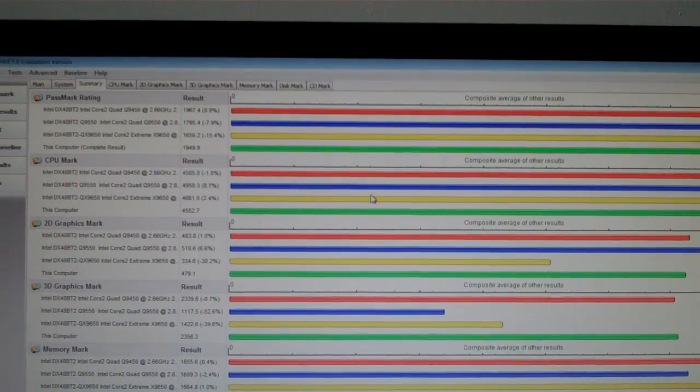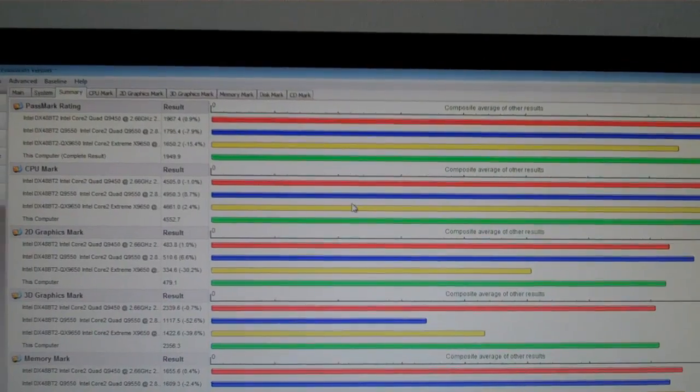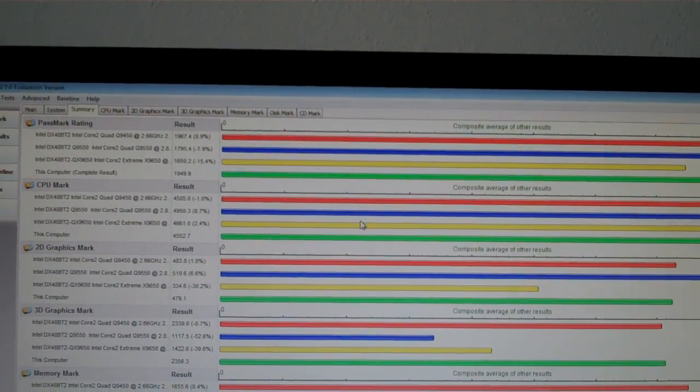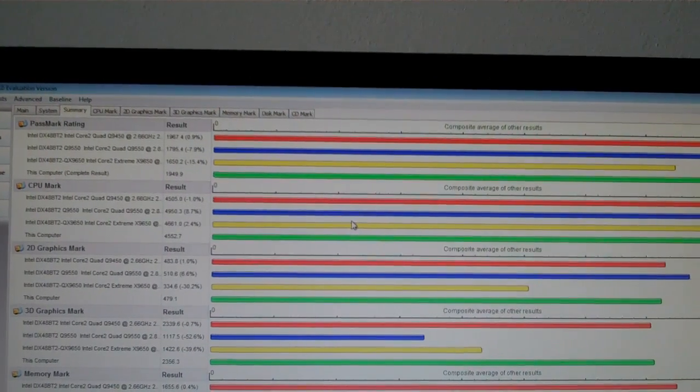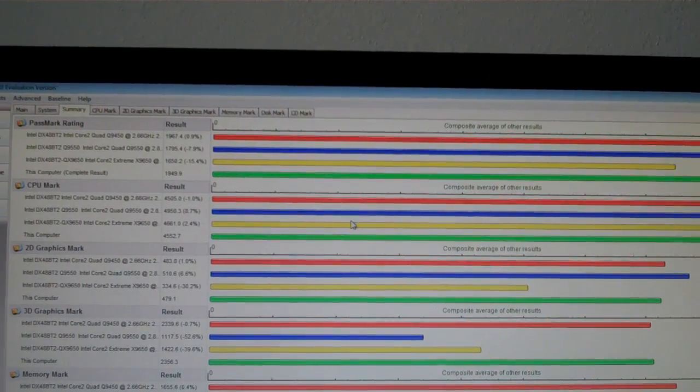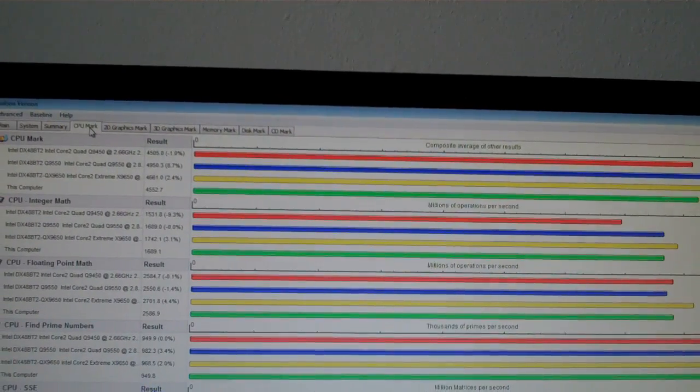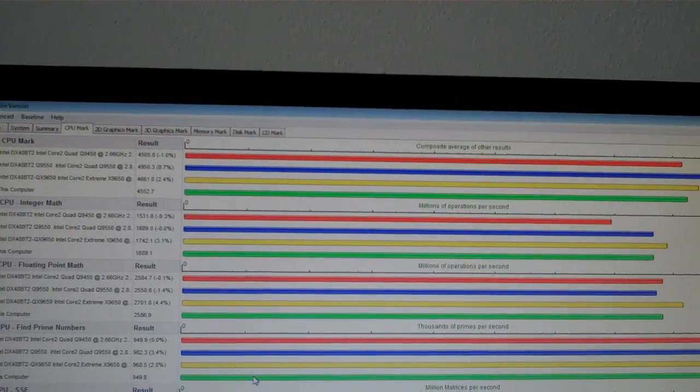So 24:36. Okay, so here's the PassMark results. Really interesting. Kind of in line with the reviews I've read. The original PassMark result we did was 1967.4, and it's on here, it's the first one. This one only came up at 1949.9, which is 0.9% less. So CPU mark just really doesn't matter.